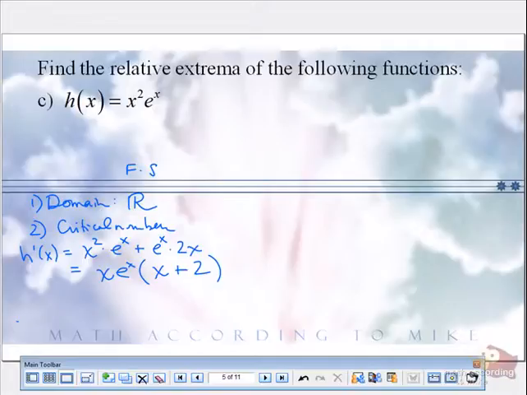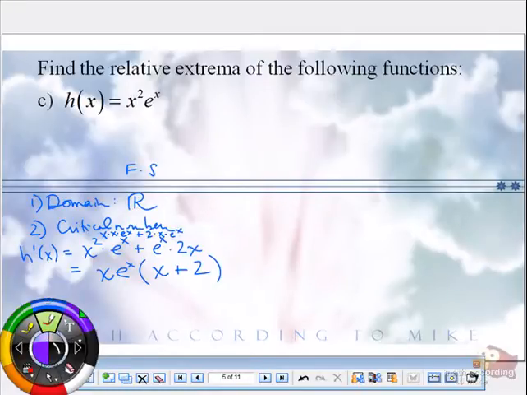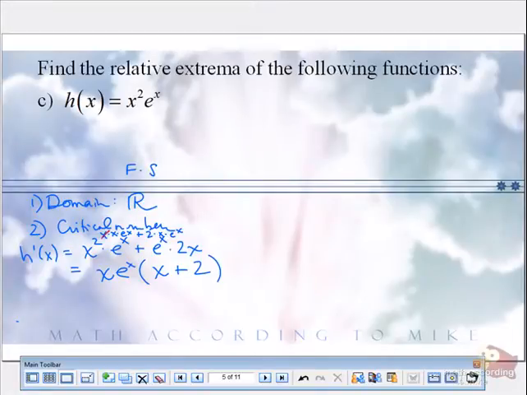Is that okay? So again, this is x times e to the x. This is 2 times x times e to the x. So if we take out an x and an e to the x from both things, there's your x plus 2. So what do we do next? See where the derivative is 0. Very good.